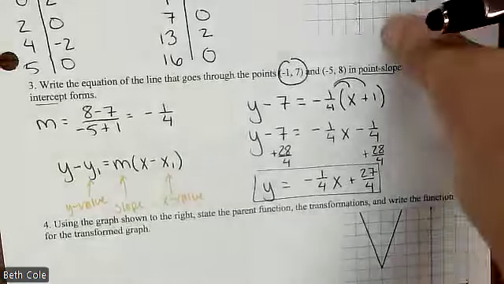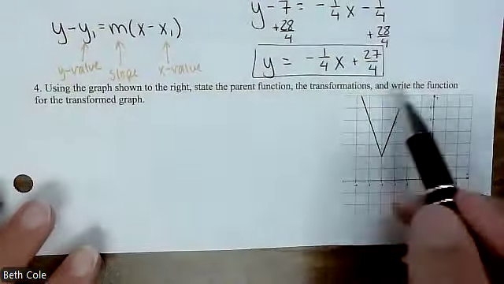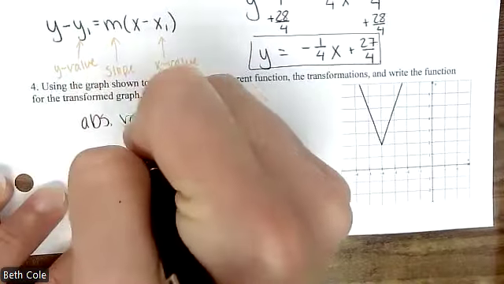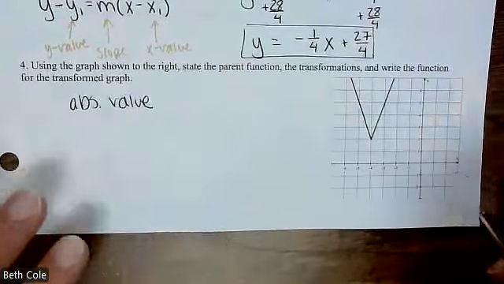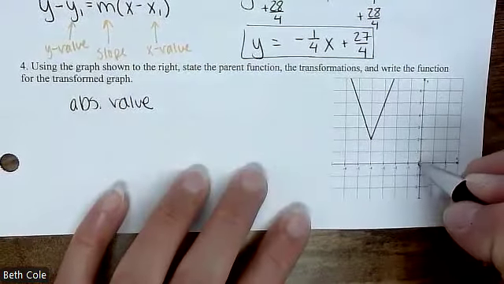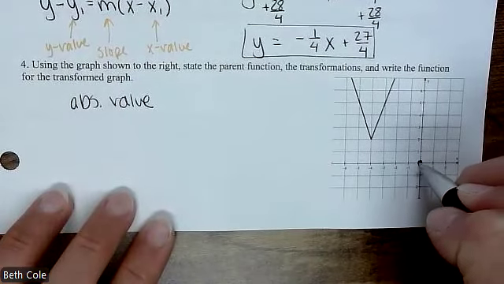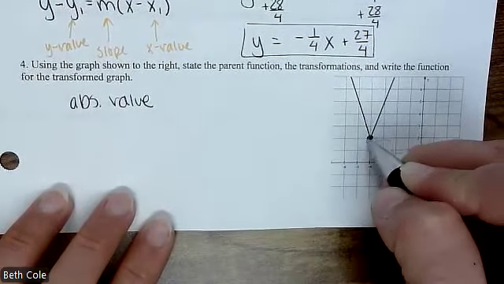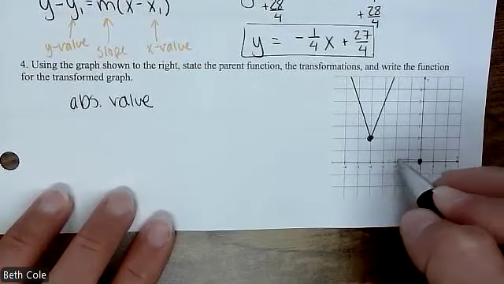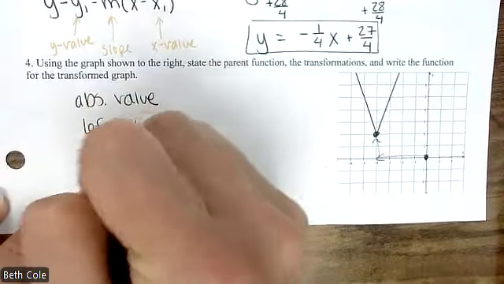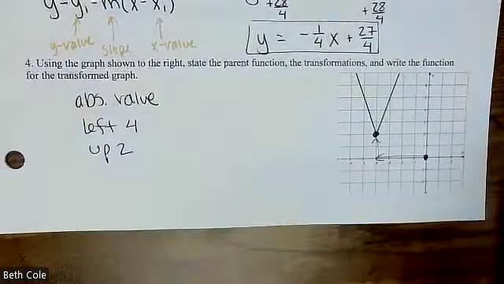All right, onward. What is your parent function for this one? All right, absolute value. We want to see how it shifted from the center. So from 0, 0, how did it move to get to this new center? Left 4, up 2. Good job. So left 4, up 2.